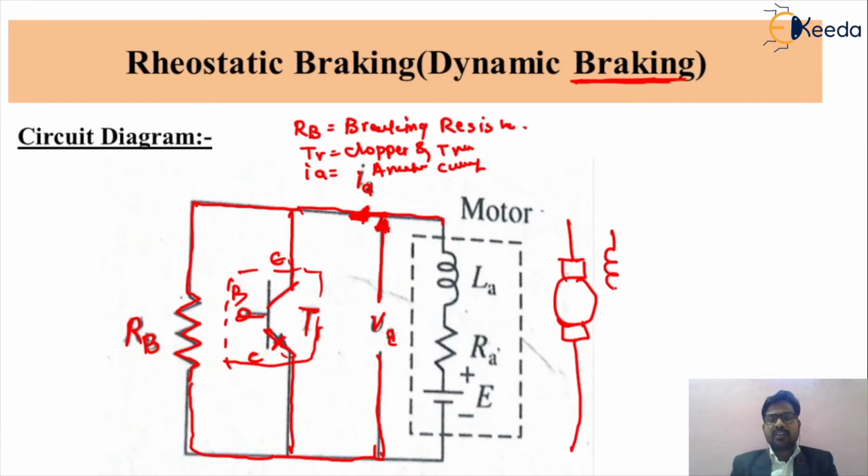As we know, this is the separate excitation which will be given to your motor. These will be the terminals A1 and A2. These are called the carbon brushes. This is called the armature circuit.